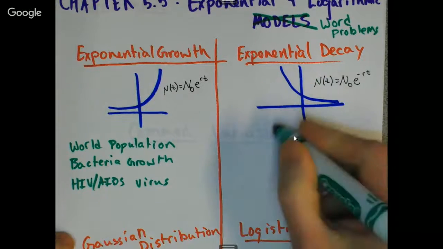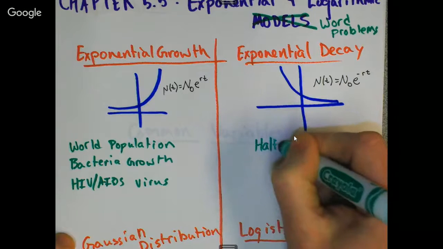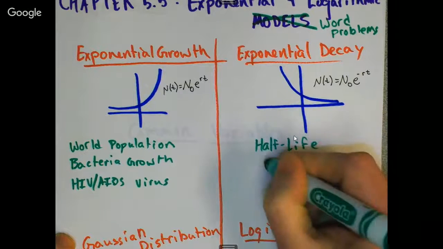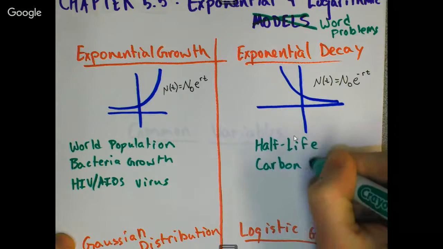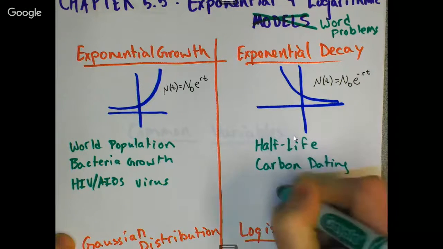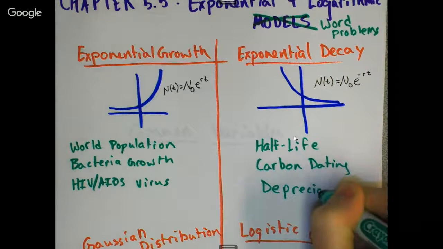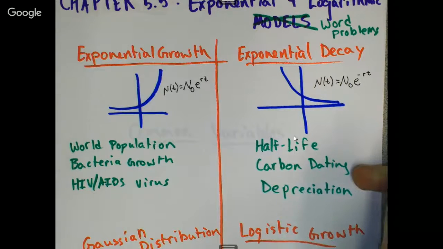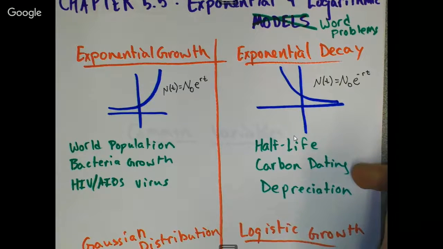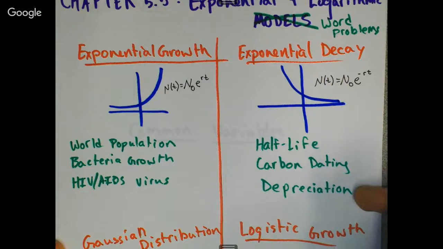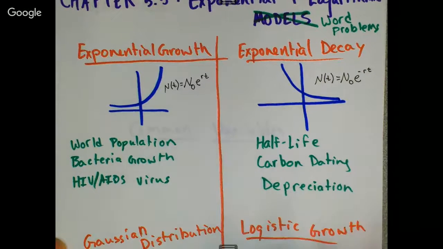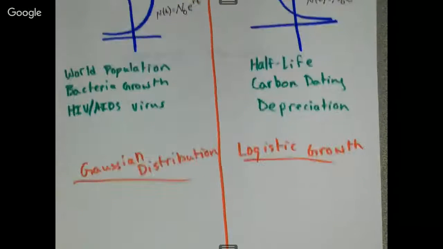With decay, we have half-life. We have carbon dating. And we have depreciation. Okay, carbon dating is just telling how old something is based on the carbon molecules left in them. And depreciation is like value. So when you drive or own a car, how much money it is losing over time.